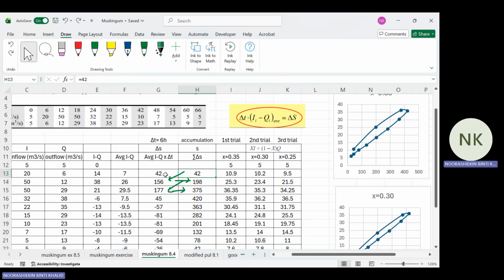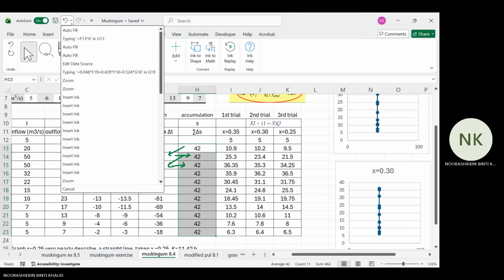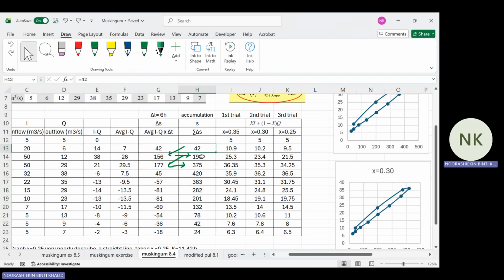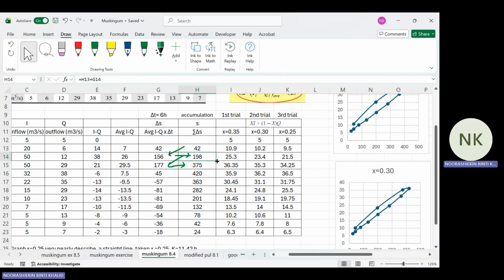So for the S value, you have to accumulate. 42 plus 156, you get this one. Accumulate. Start with 42, then this one start to accumulate. Then drop down.